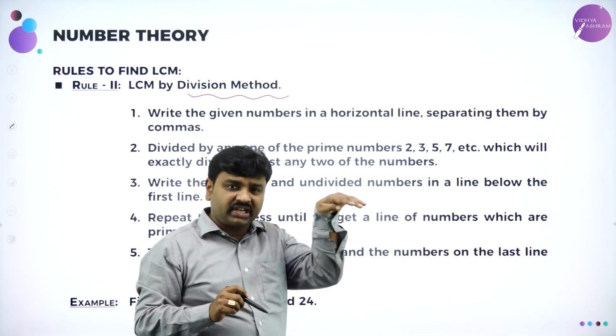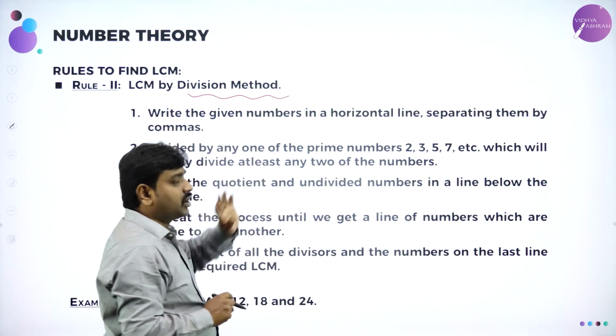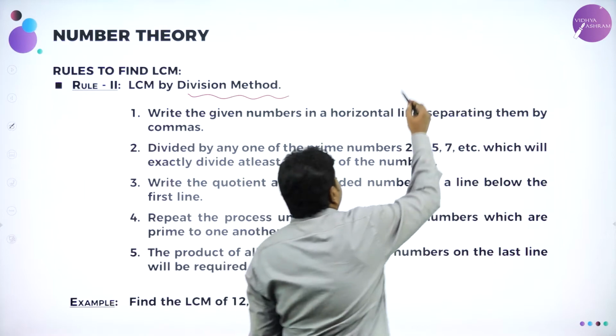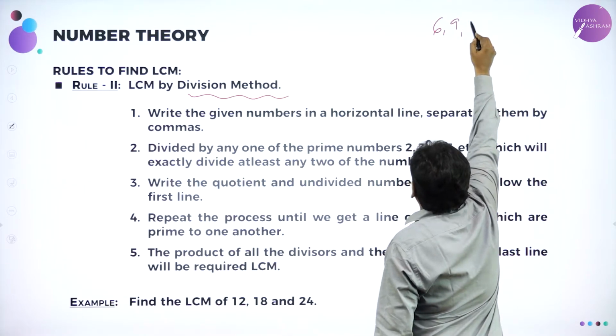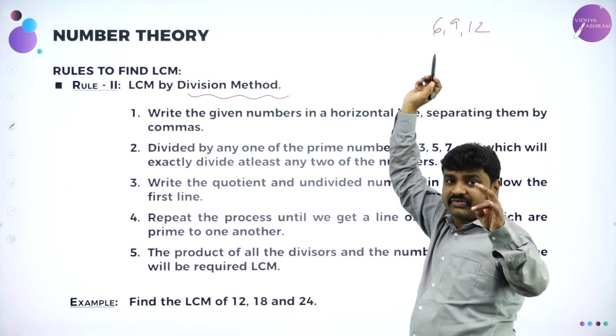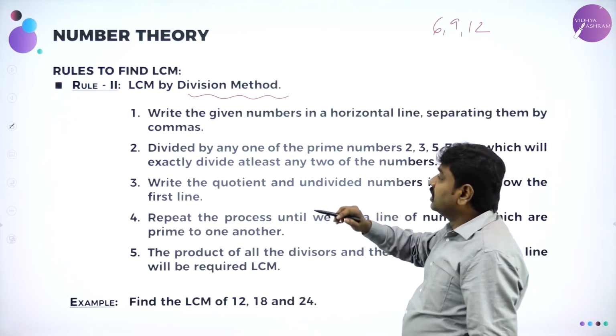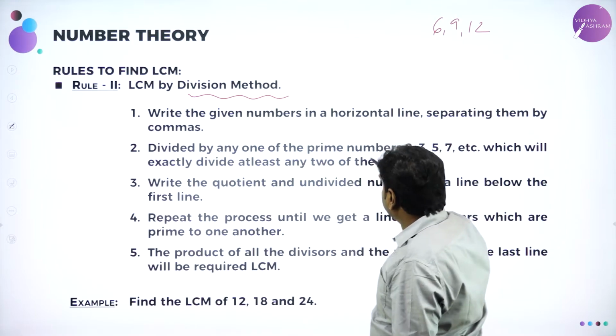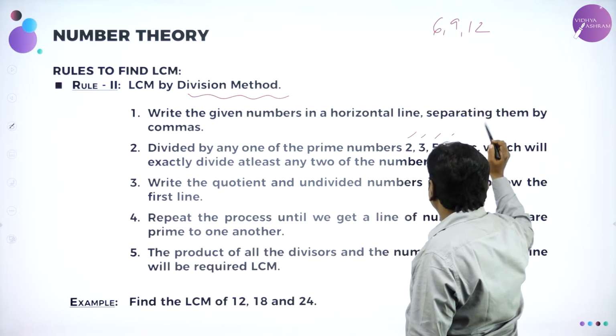If I give 3 numbers, write them in a horizontal line, separated by commas. For example, 6, 9, 12. If I want to find the LCM for 6, 9, 12, write them in a horizontal line separated by commas. Then divide by any one of the prime numbers 2, 3, 5, 7, etc.